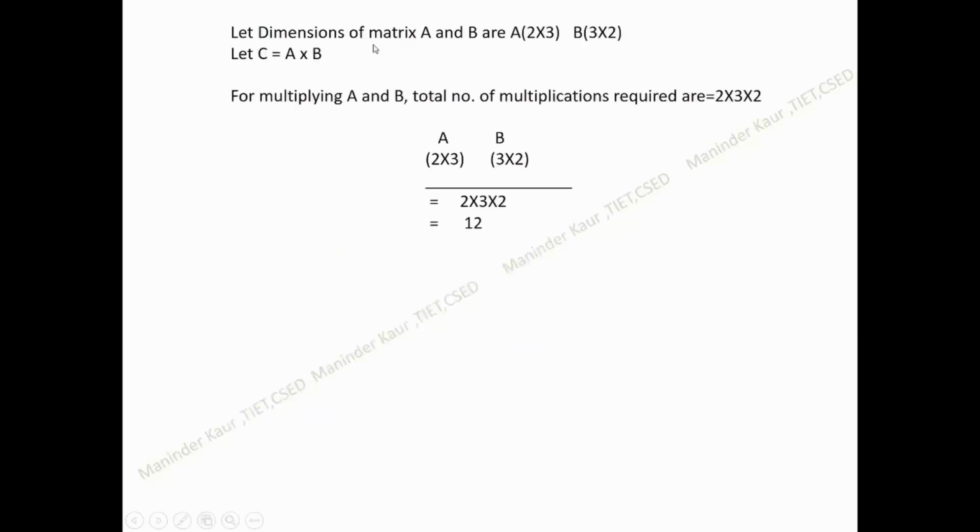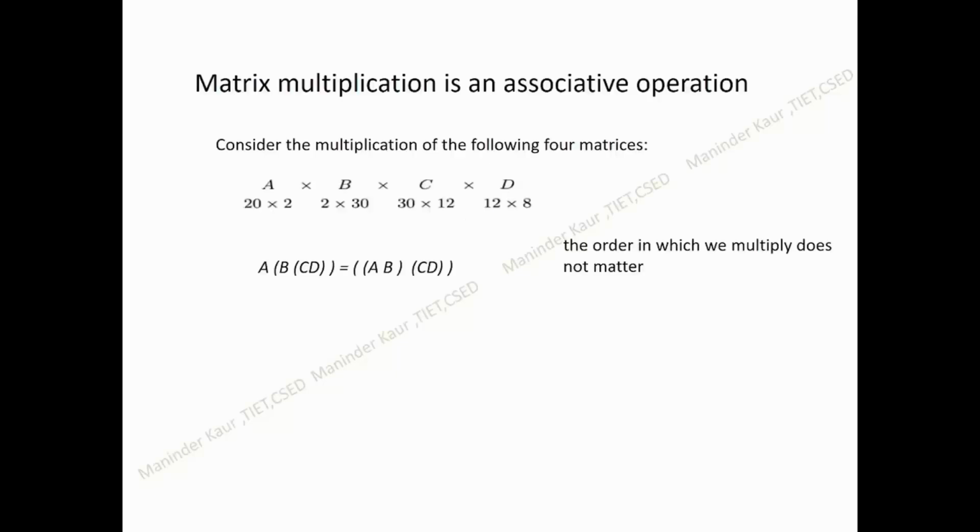We want to conclude from these slides that if two matrices A and B have dimensions 2 by 3 and 3 by 2, and you are multiplying them, the total number of elementary multiplications involved is 2 into 3 into 2. That is, the common dimension is used once in finding the number of multiplications. This is also called the cost of multiplication. Cost of multiplication is nothing but the number of multiplications required to multiply two matrices.